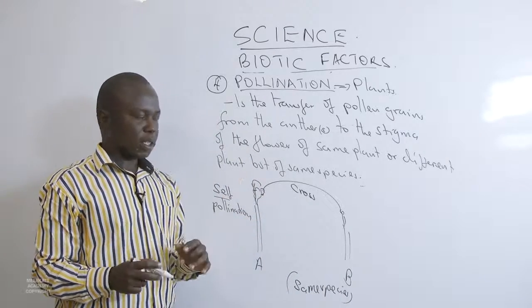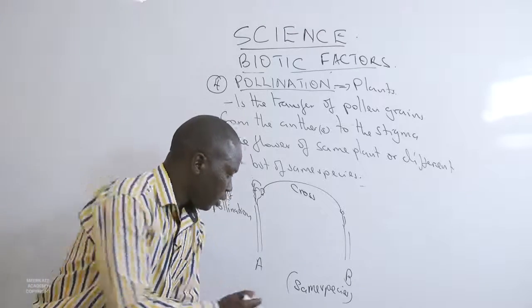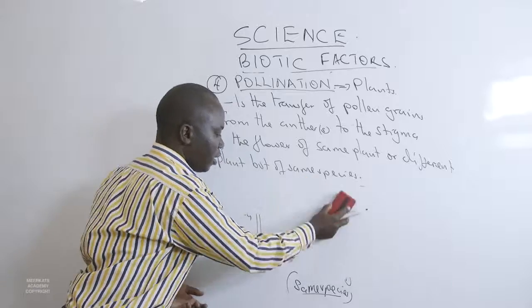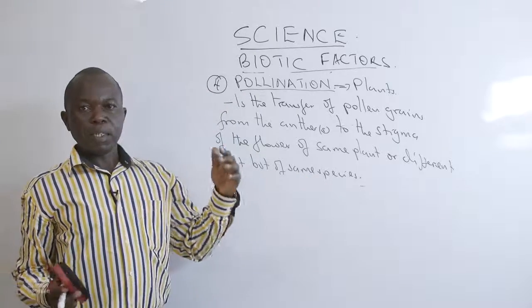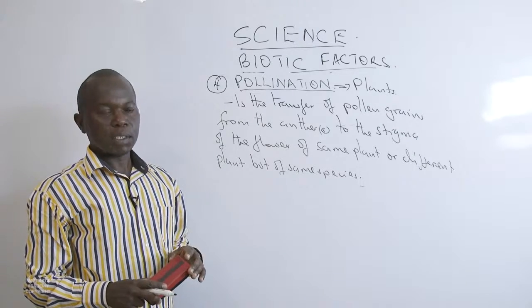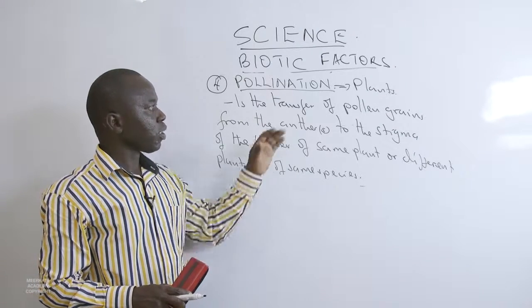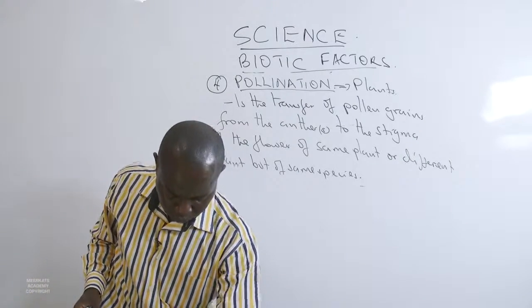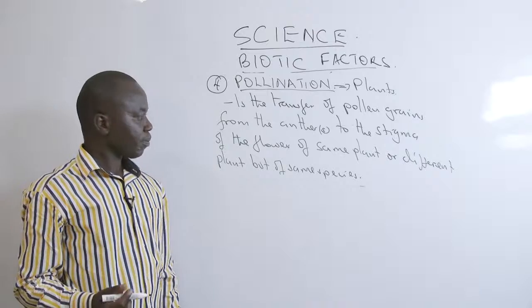The words same species are important, because if the pollen grains cross to a plant of a different species, then we are not going to have pollination. We are going to have something different. We cannot call that pollination.